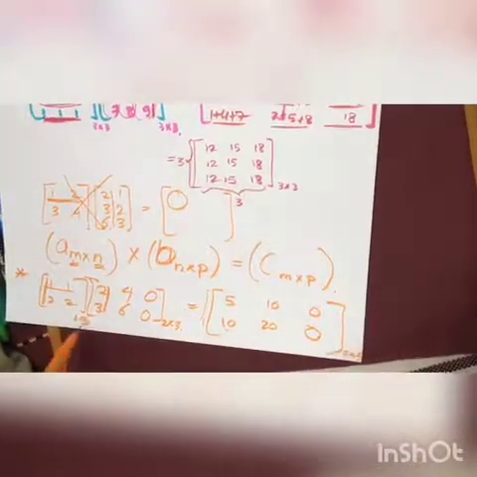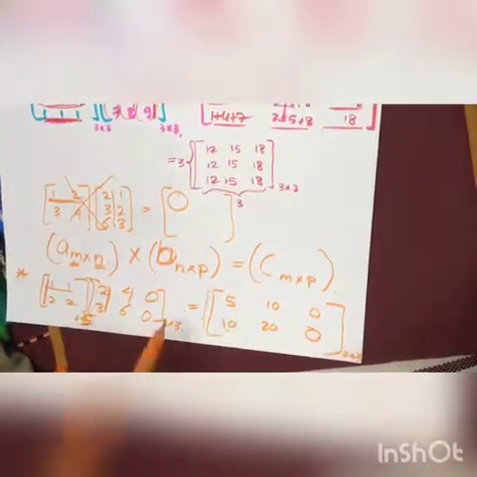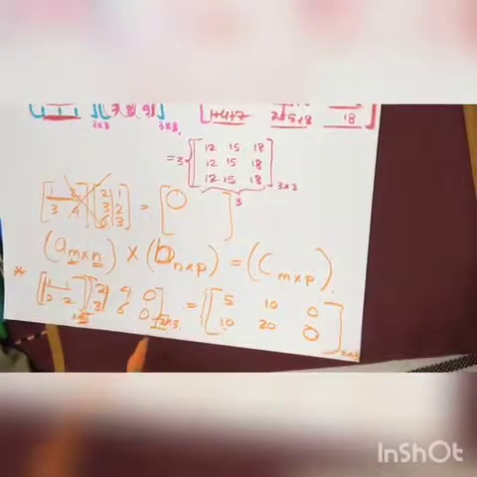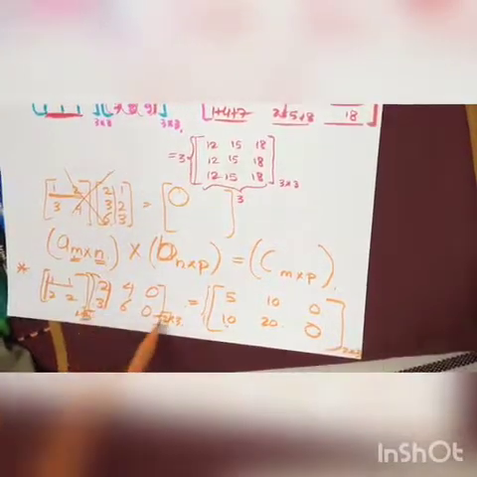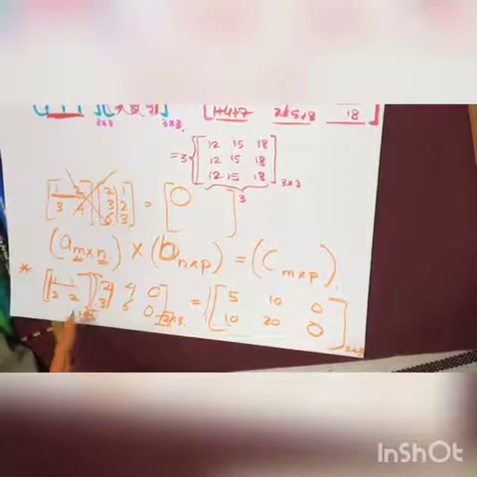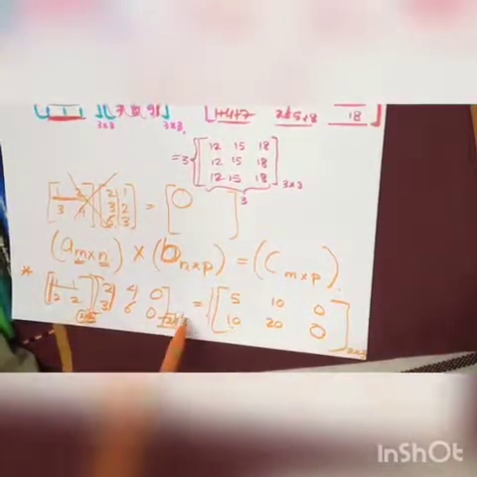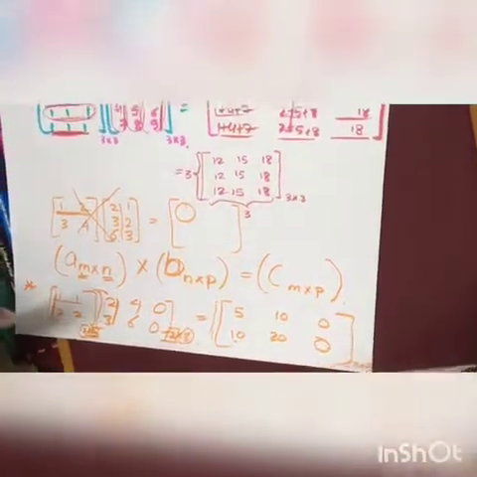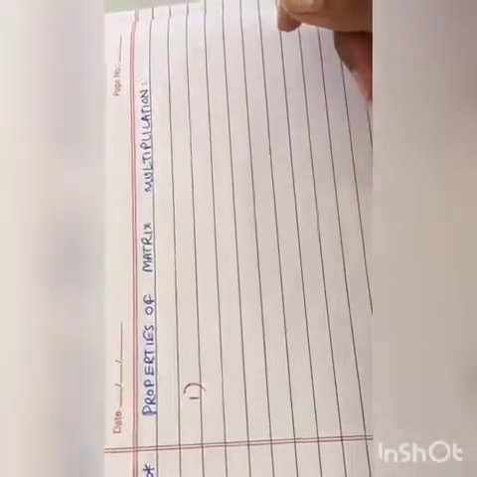Now we can see why. This was the number of columns and this was the number of rows. These two are equal. So now we're going to have a matrix which is 2 cross 3. So now let's just quickly discuss the properties of matrix multiplication.